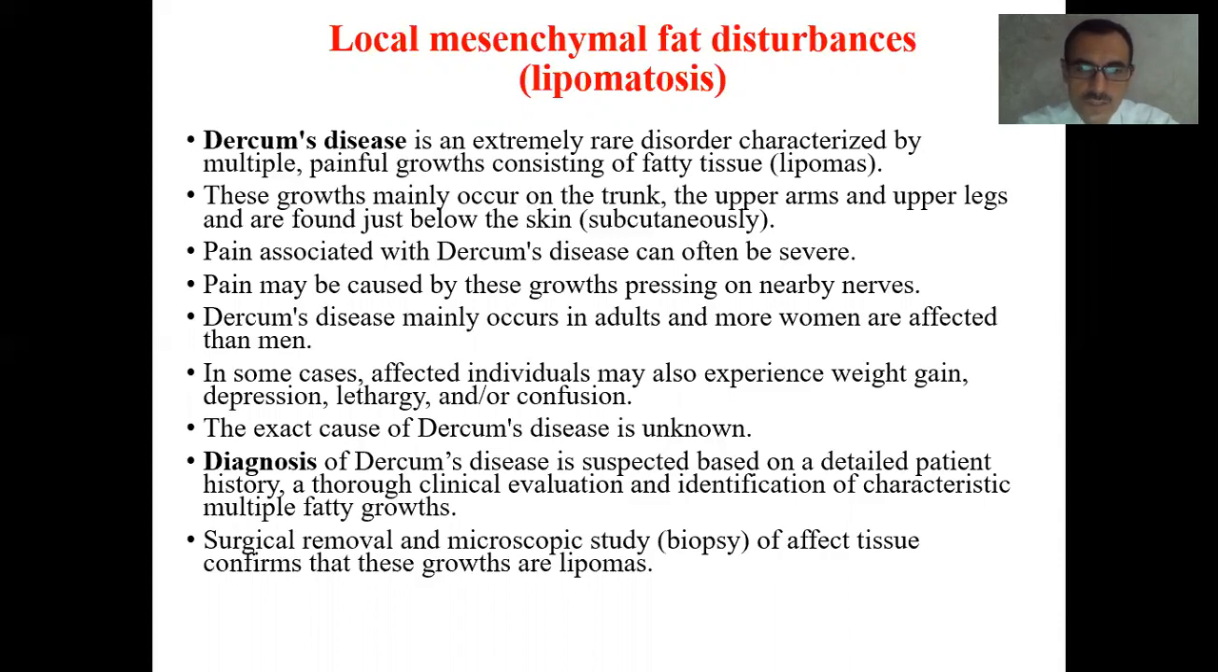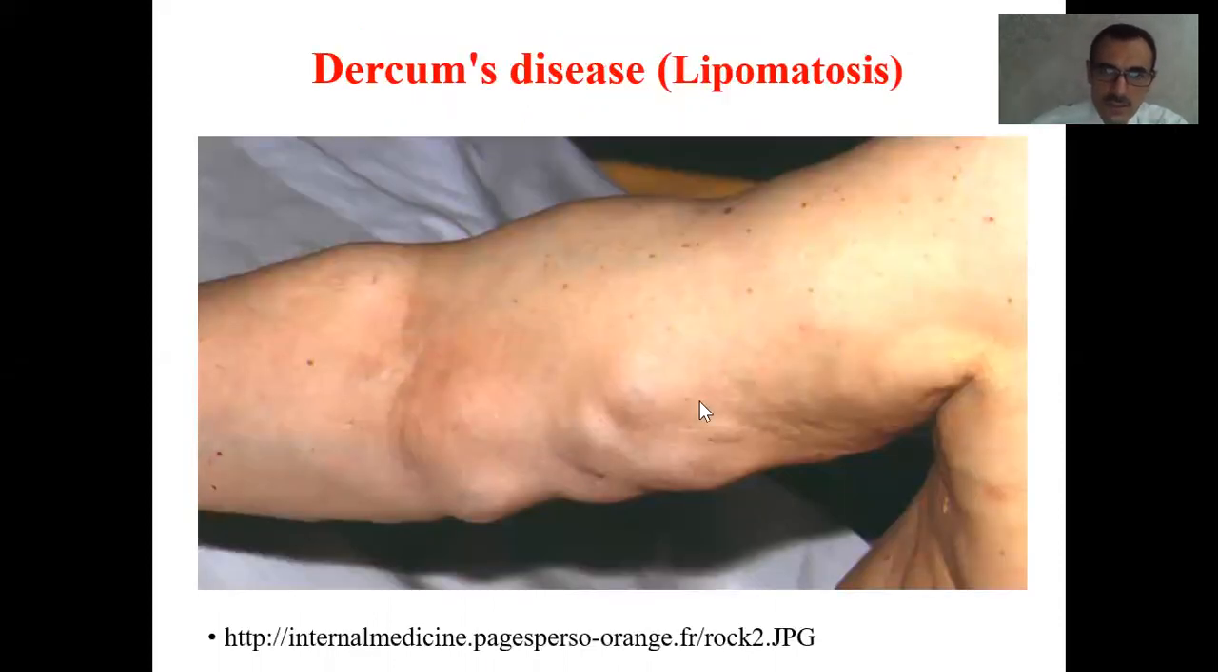Diagnosis of Dercum disease is suspected based on a detailed patient history, a thorough clinical evaluation, and identification of characteristic multiple fatty growths. Surgical removal and microscopic biopsy of affected tissue confirms that these growths are lipomas. And here you see the lipomatous nodes during Dercum disease in the upper trunk, in the extremities.